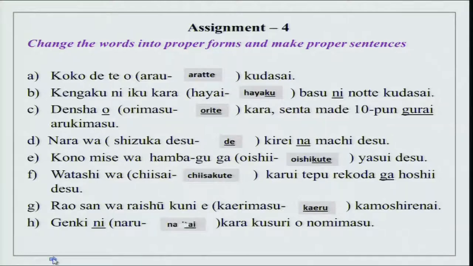Then we have genki ni naritai kara kusuri o nomimasu. Ni naritai. Genki ni naritai. Want to be in good health. Ni narimasu. Sensei ni naritai. Sensei ni narimasu. Ihito ni naritai. Ihito ni narimasu. Ikodomo ni narimasu. So please remember narimasu will take particle ni.